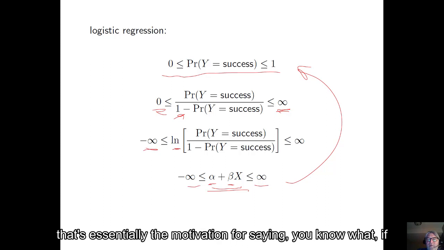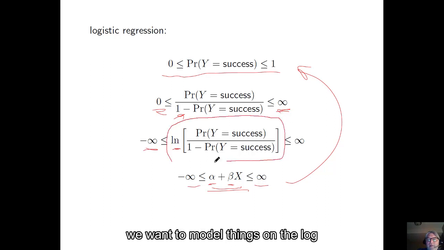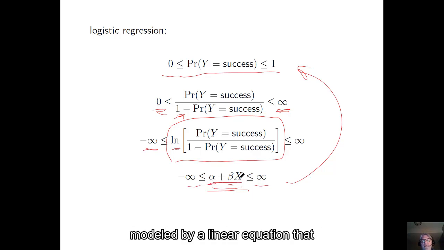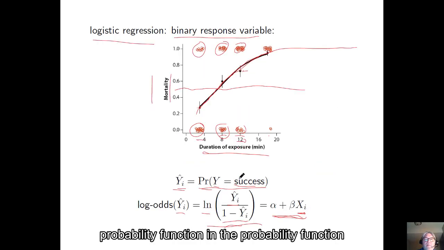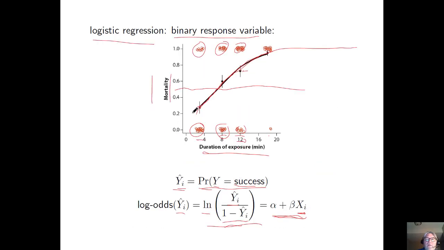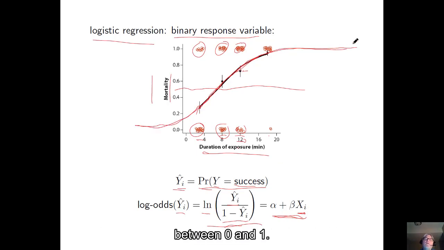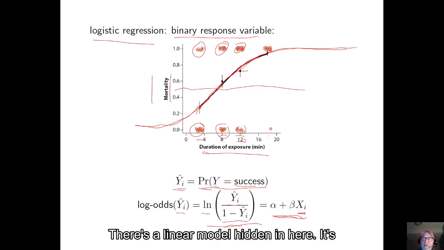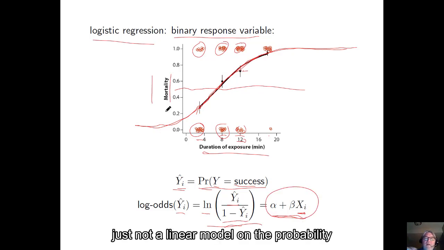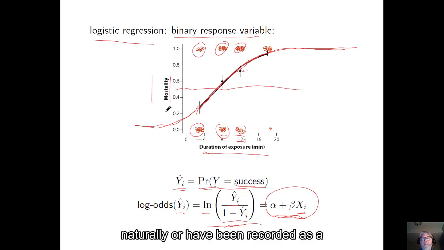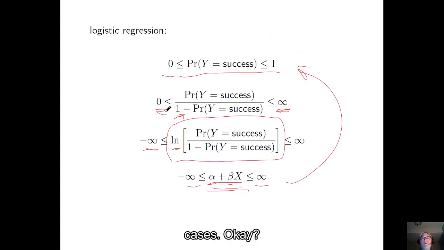So that's essentially the motivation for saying, you know what, if we model things on the log odds scale, that's a scale that can naturally be modeled by a linear equation that has no bounds. And then we can back translate it to get this probability function, and the probability function would eventually flatten out so that it's always a legal probability between 0 and 1. There's a linear model hidden in here. It's just not a linear model on the probability scale. So that's a really common way to look at events that are naturally or have been recorded as a binary variable. You can still use regression in those cases.